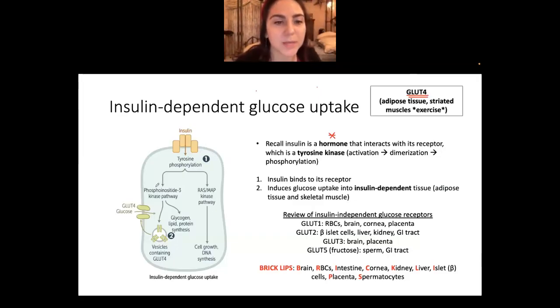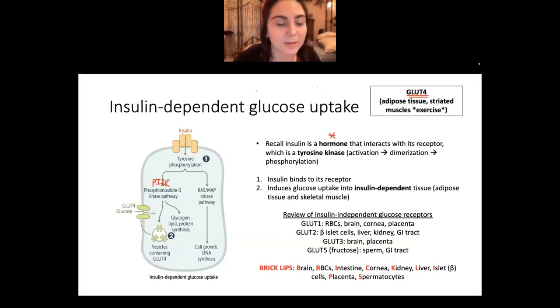Then remember, it goes through the PI3K pathway. Sometimes I ask this too, just as a mechanism question. The PI3K pathway is basically what is triggering that insulin-dependent glucose uptake. And remember, we're only in skeletal muscle and adipose tissue. Those are the only ones that have GLUT4 receptors. So that's how that process works.